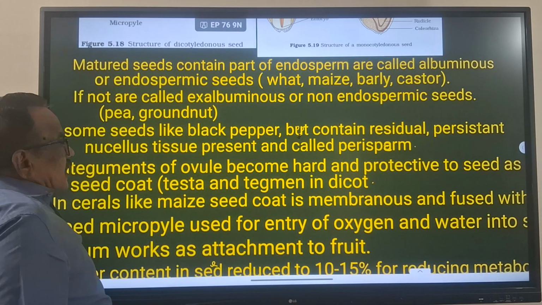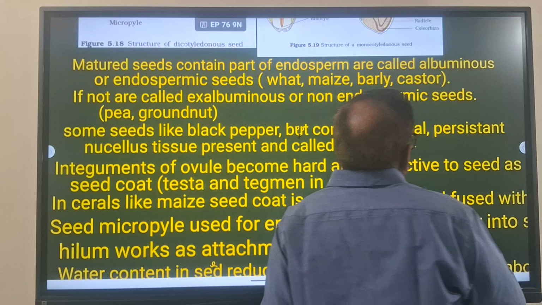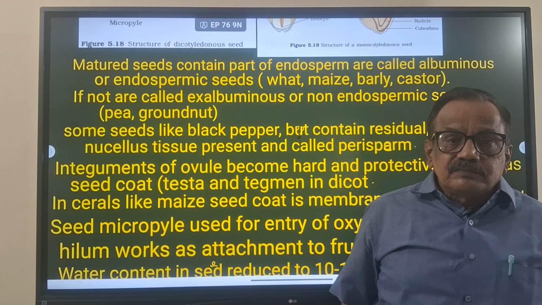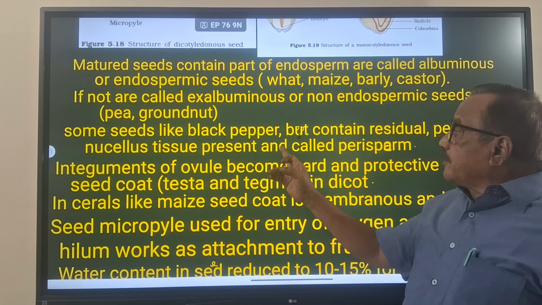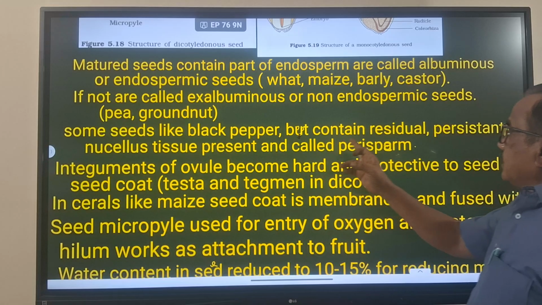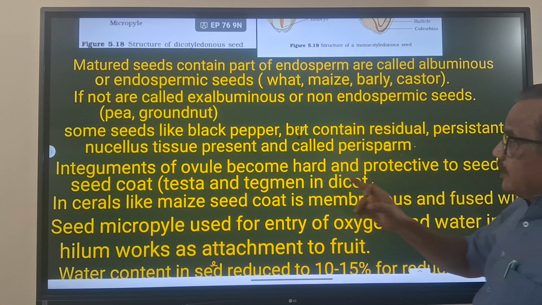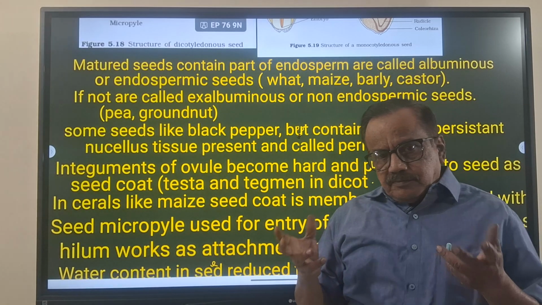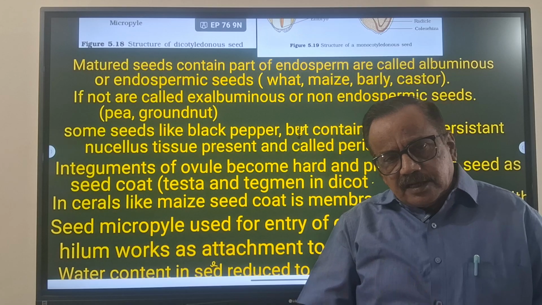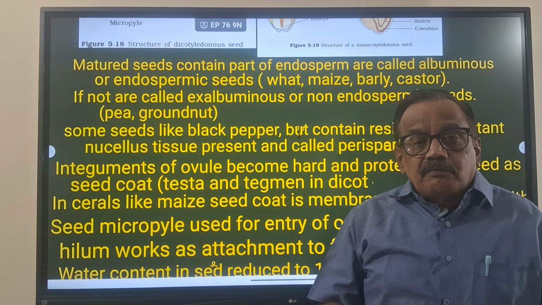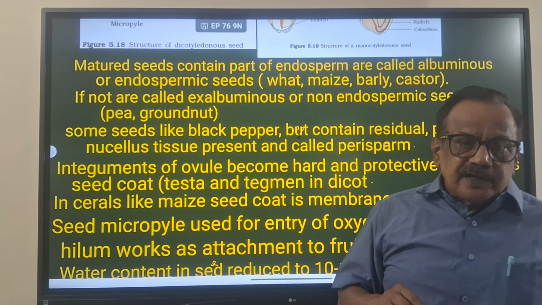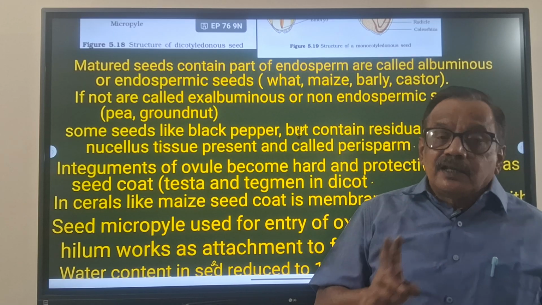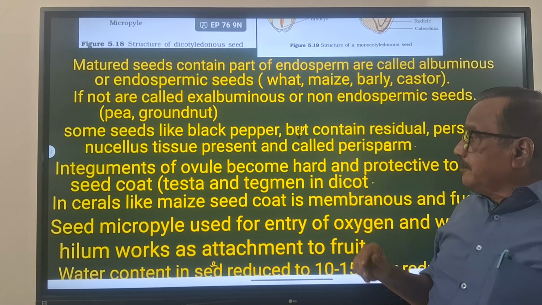So here, the endosperm we are discussing, he has given somewhere. Some seeds like black pepper and beet contain residual, persistent nucellus tissue, called perisperm. So a seed may have endosperm or may not have endosperm. Not only endosperm, but the nucellus also participates in the reserve material, though it is very residual, very little present. Examples he has given, black pepper and beet.